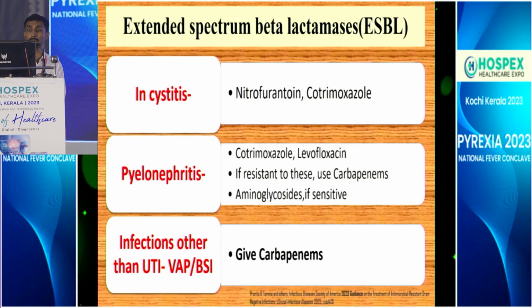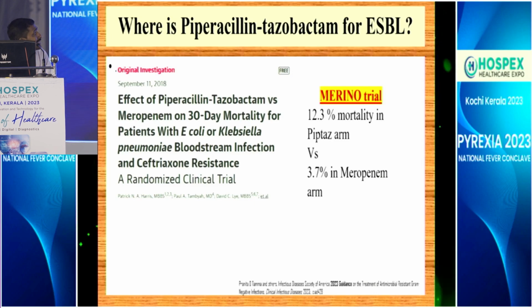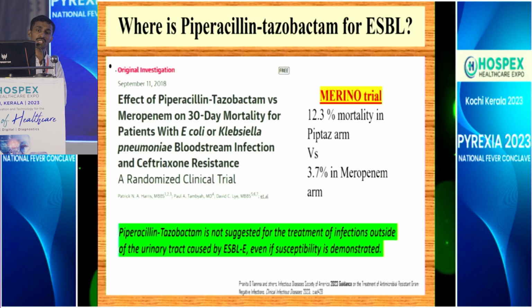So where did our piperacillin tazobactam go? Should you give piperacillin tazobactam in ESBL? The answer is the trial that I have highlighted, the MERINO trial, published in 2018, where there was higher mortality with the use of piperacillin tazobactam in ESBL cases. So the recommendation is that it is not suggested for infections outside the urinary tract, even if it is susceptible. The message is that for ESBL organisms outside the urinary tract, even if the pip-taz shows susceptibility, you are not supposed to give that drug. There will be a high risk of mortality.